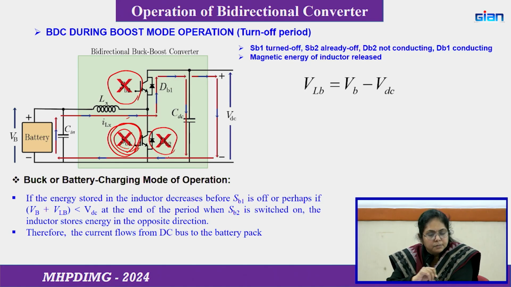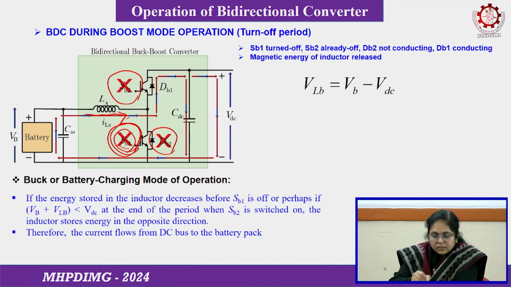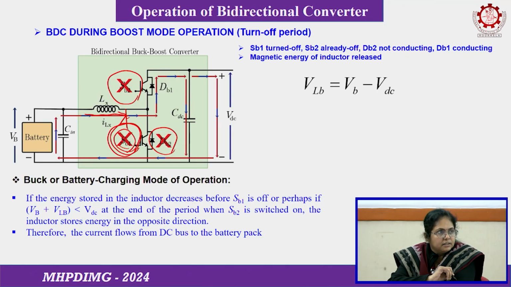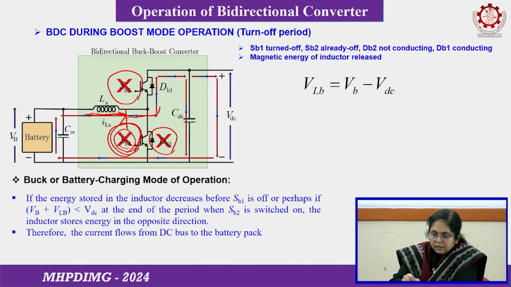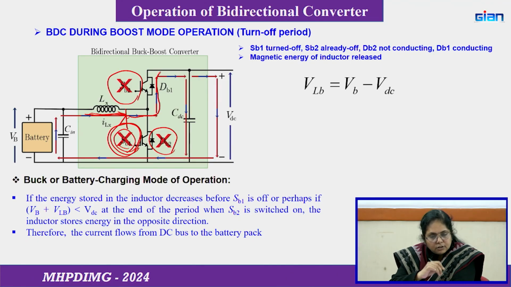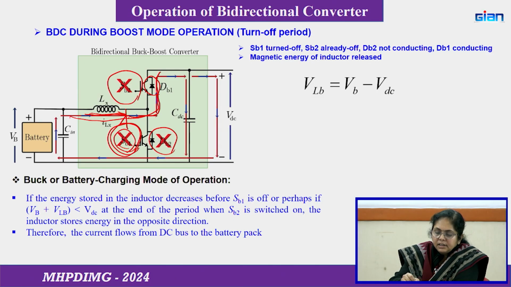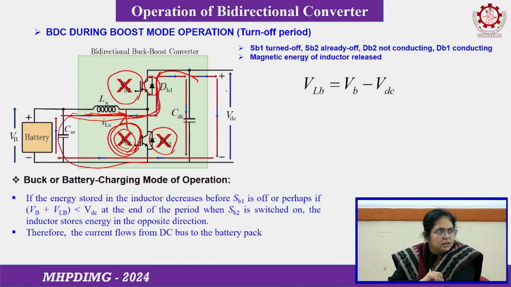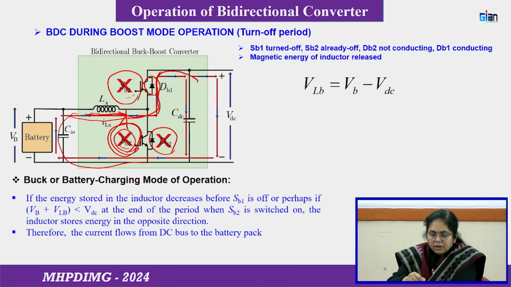The inductor is storing energy and suddenly you cannot break this current. So, what will happen? The current stored in the inductor will now discharge through the body diode of the upper switch. Okay. So, that is the battery discharging, it is now supplying to the load. When the switch is off, all three components SB1, SB2, DB2 are off and DB1 is on.